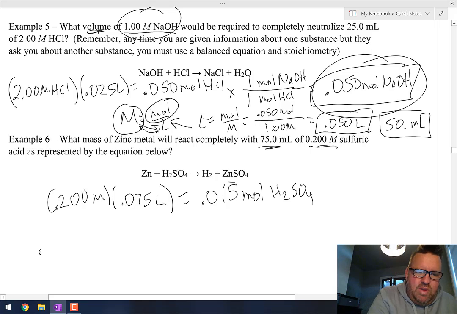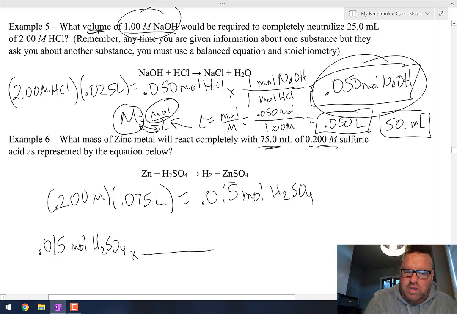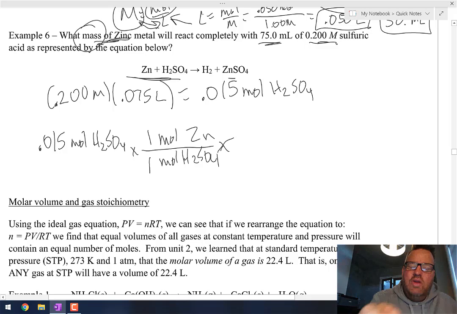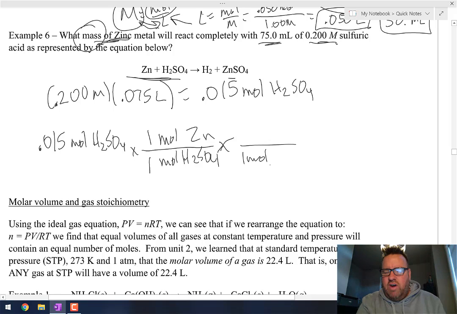Okay, so now that we have moles of H2SO4, now we can use stoichiometry to go from moles of H2SO4 to moles of, what are they asking us about here in this problem? They're asking us about zinc, so moles of zinc. According to our balanced equation, it is a 1-to-1 ratio. And now in this case, they are asking us for the mass. So we're going to want to convert to grams now. In the past, we were using molarity and volumes, and they didn't ask for grams, so we didn't need to convert. Okay, but in this case, they are asking us for the mass.